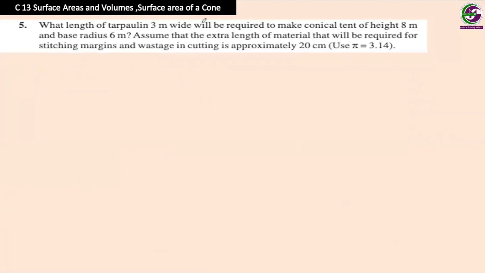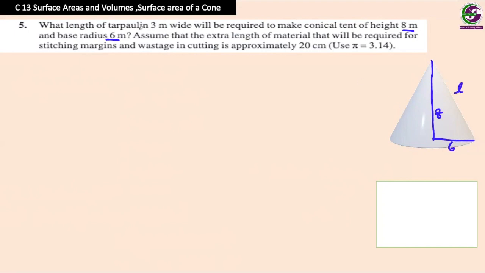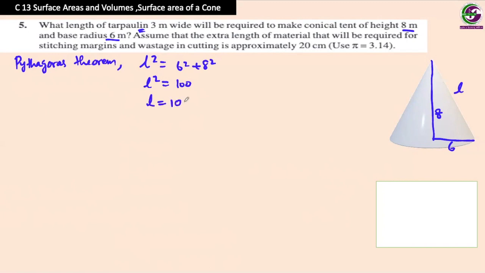Moving on to question 5. What length of tarpaulin 3 meter wide will be required to make a conical tent of height 8 meters and radius 6 meters? So first of all, we have to consider a tent. Slant height is not given to us. Height is 8 meters and the radius is 6 meters. So we have to find L first, and then we will check what is the detail about the tarpaulin. So first of all, by Pythagoras theorem, L square is equal to 6 square plus 8 square. So L square is 36 plus 64, which is 100. So slant height is square root of 100, which is 10 meters.